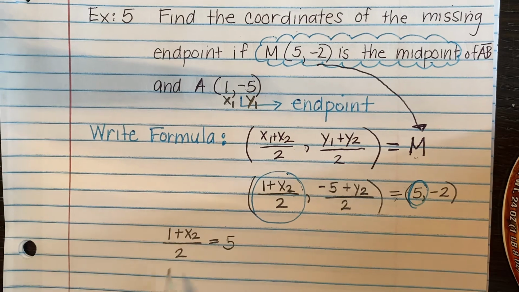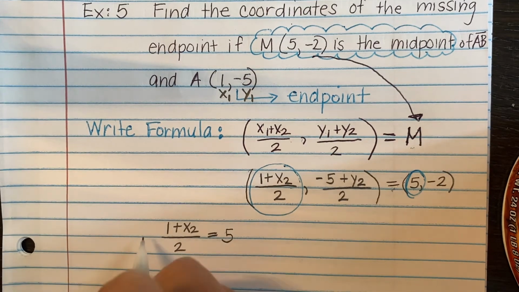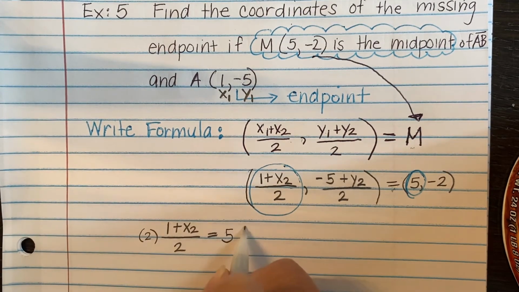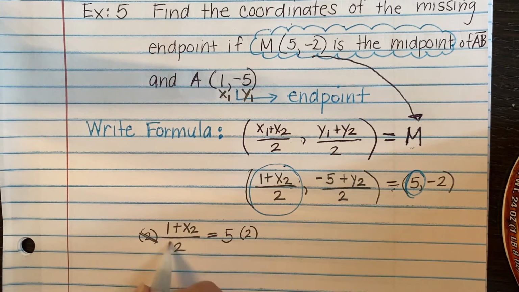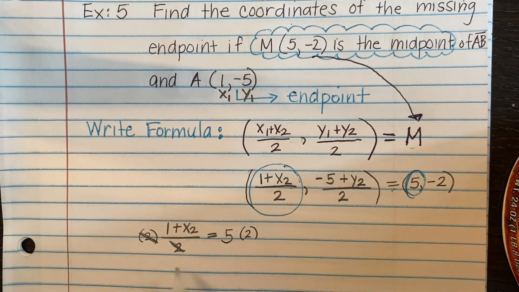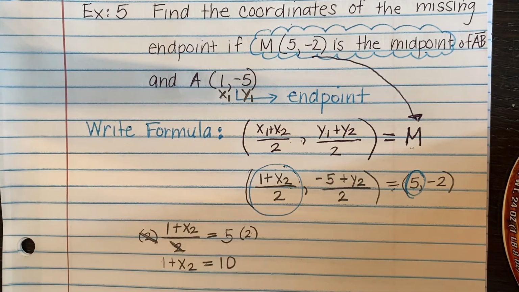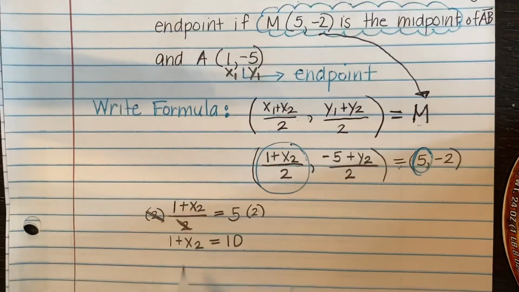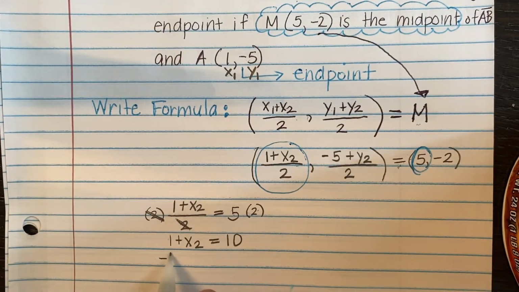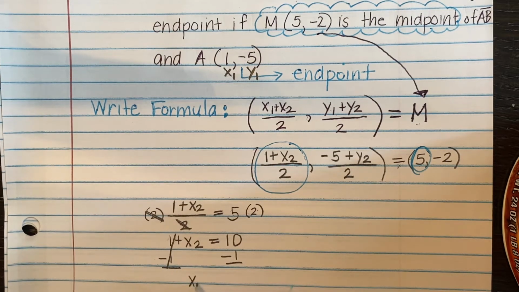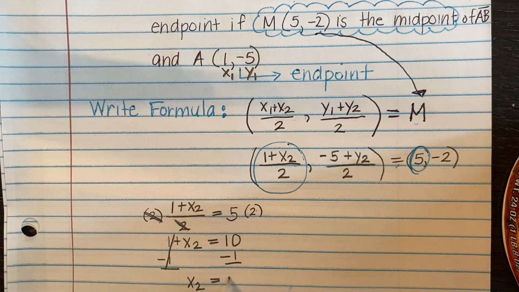Told you I'm not a big fan of fractions, so we've got to get rid of that. So I'm going to multiply by 2 on both sides. Cancel them out. You're left with 1 plus x2 equals 5 times 2 is 10. All right, we want to figure out what our variable is, so we're going to subtract 1, x2 equals 10 minus 1 is 9. So that's part of our answer.